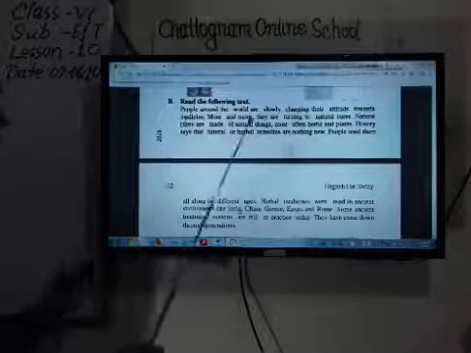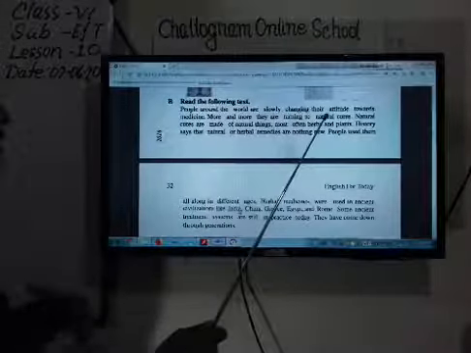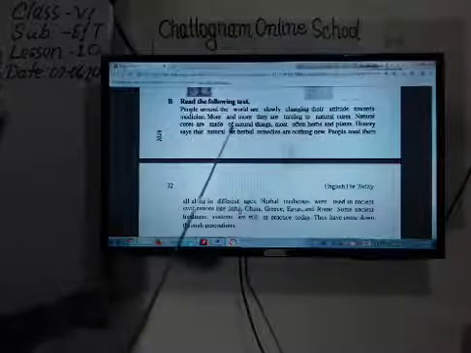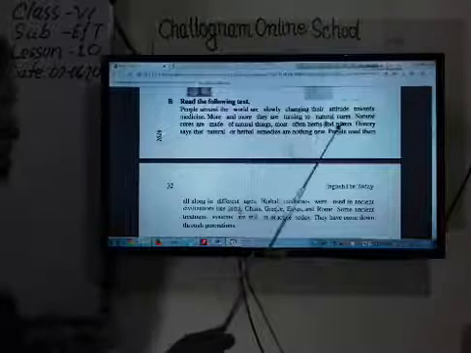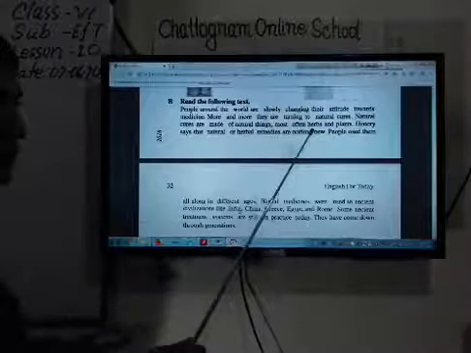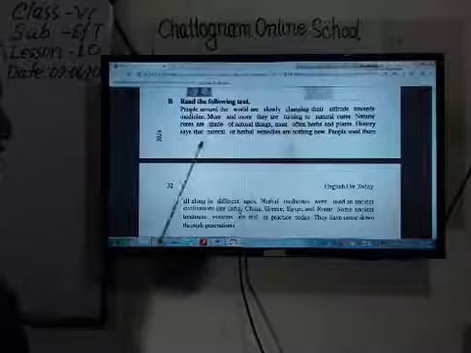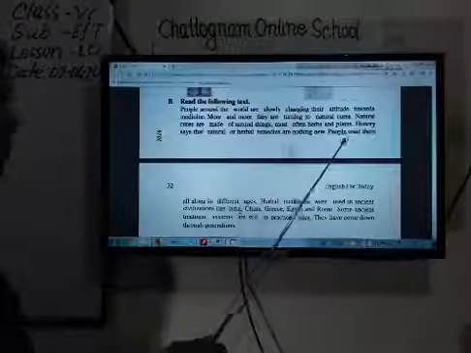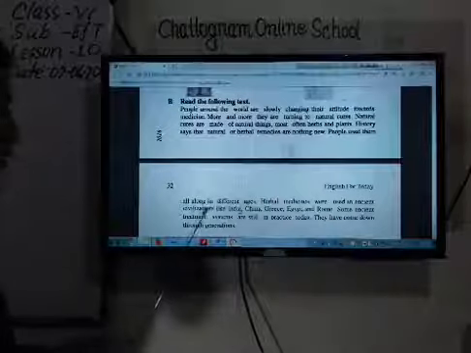People around the world are slowly changing their attitudes towards medicine. More and more they are turning to natural cures. Natural cures are made of natural things, most often herbs and plants. History says that natural or herbal remedies are nothing new. People have used them all along in different ages.